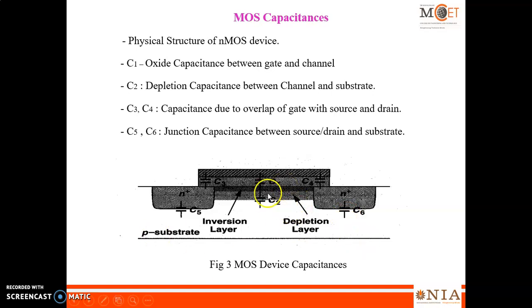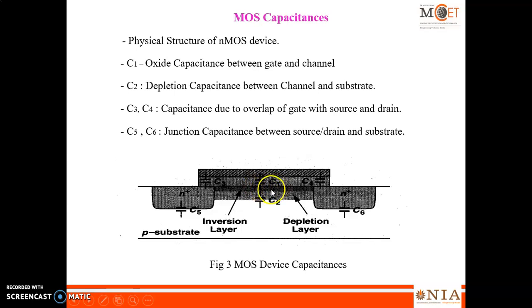This is your physical structure of MOSFET. As usual, this is an NMOS transistor. Source and drain are both heavily doped, fabricated on a P substrate. Here you can find the gate. Now you find the associated capacitance. Here you can find one capacitance C1, which is the oxide capacitance between gate and then channel.